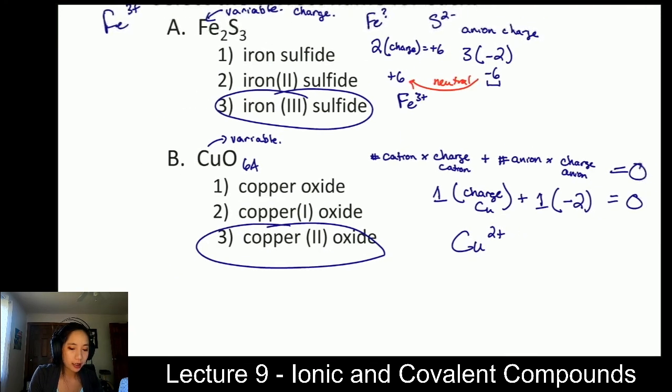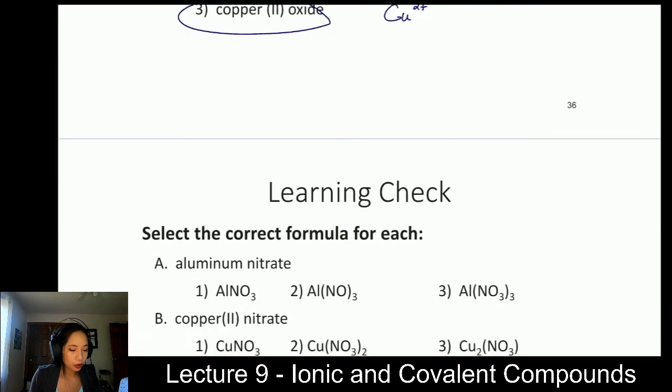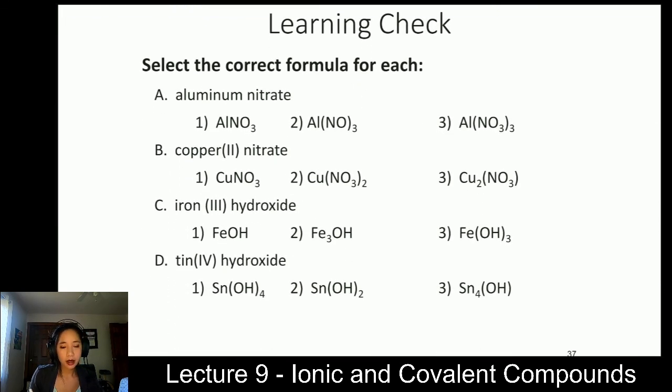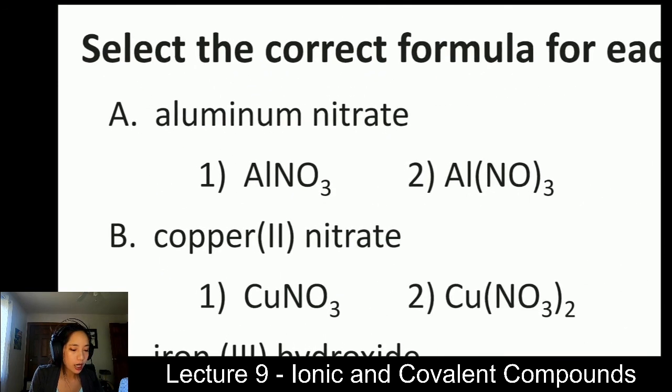So that was quite an involved example where we had transition metals and variable charged elements within our neutral ionic formula. So let's also look at polyatomic ions and being able to identify those. Let's select the correct formula for each of these. These are kind of tough because the names don't indicate how much of each cation and anion there are. You have to be able to identify what the charge is and put the cations and anions together to form a neutral compound.